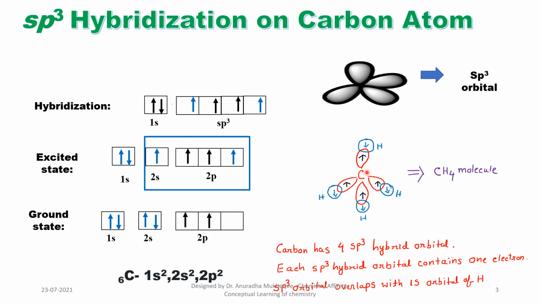Now if you look at this structure, this is carbon with its sp3 orbitals. The red ones are the sp3 orbitals, and each sp3 orbital contains one electron. Now these sp3 orbitals are overlapping with the 1s orbital of hydrogen. These are the blue ones. These are all face-to-face overlapping, so these are all sigma bonds. This is sigma bonding because it is face-to-face overlapping, and that's the structure of the methane molecule.